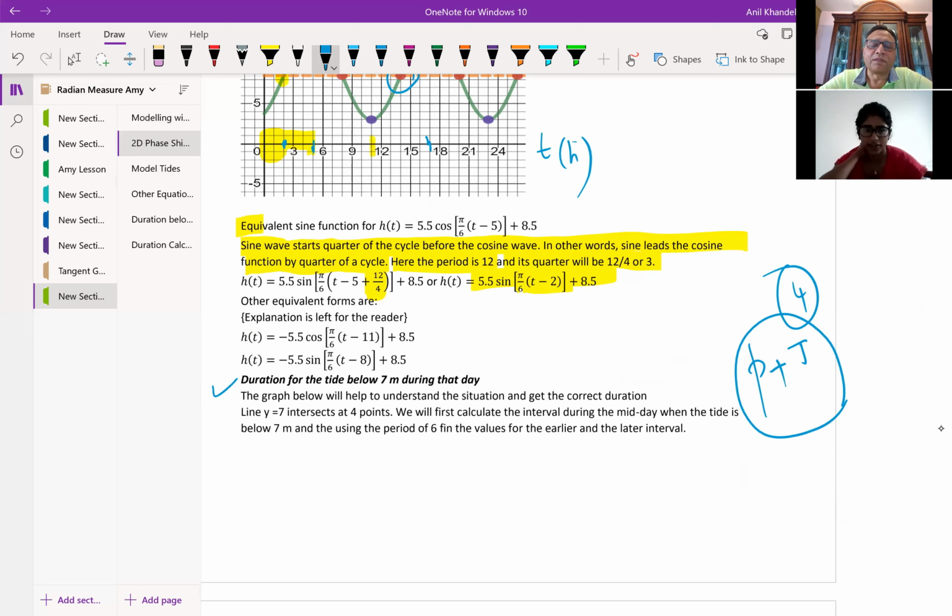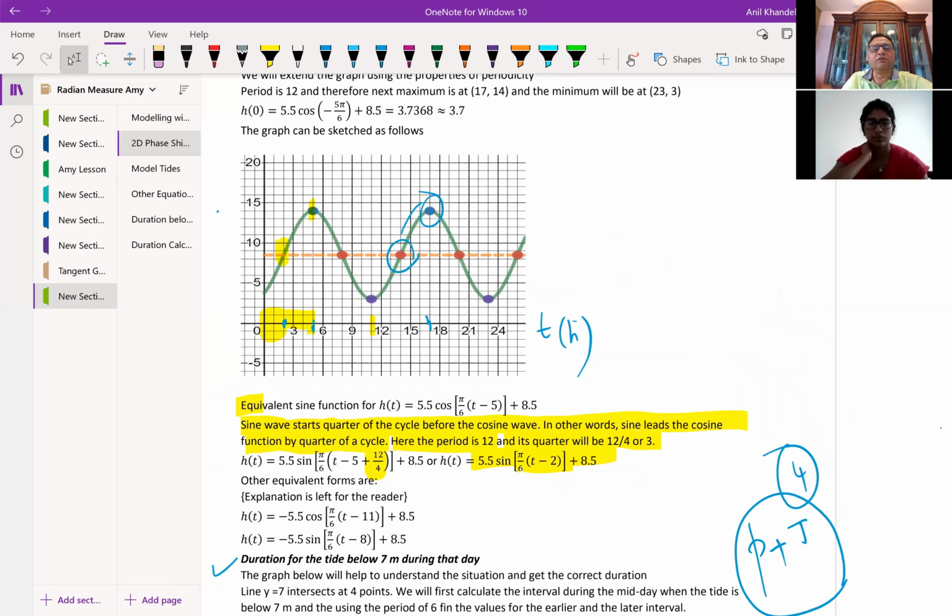Correct. So what we will do now is we'll work on this. We know this tide, right? Let's go back to this. We want to find when it is below 7 meters, right? We know the minimum is 5, which is too low for us. The maximum is very high for us. But 7 seems to be okay.